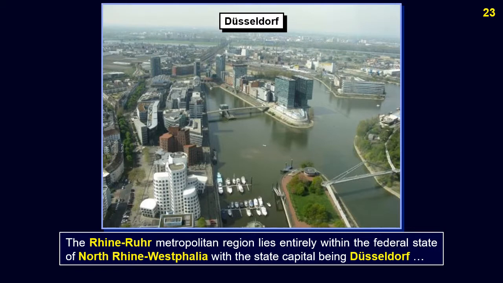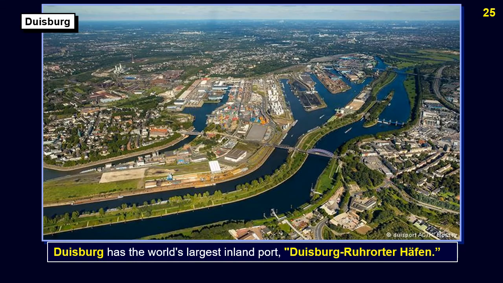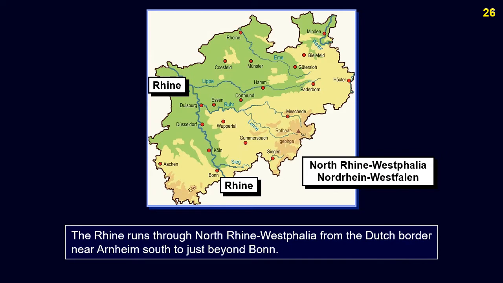The Rhine-Ruhr Metropolitan Region lies entirely within the federal state of North Rhine-Westphalia, with the state capital being Düsseldorf, and the largest city being Köln. Duisburg has the world's largest inland port, Duisburg-Ruhrort. The Rhine runs through North Rhine-Westphalia from the Dutch border near Arnhem south to just beyond Bonn.